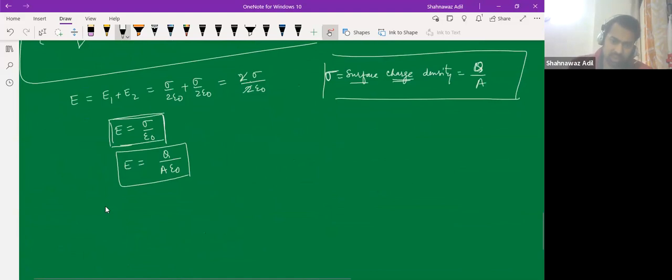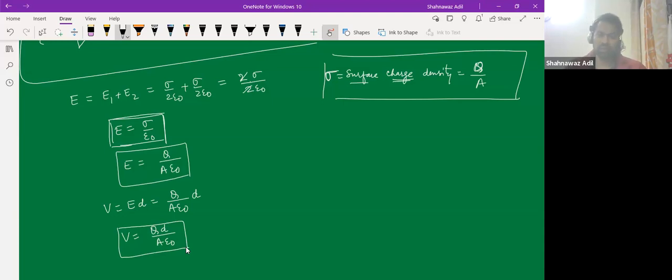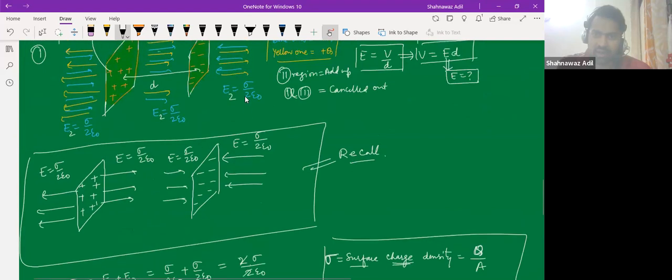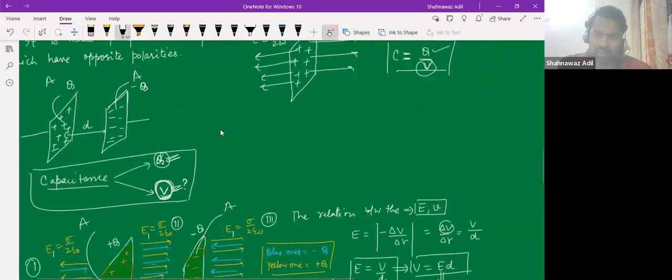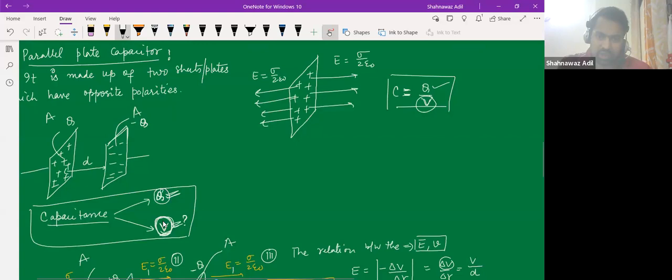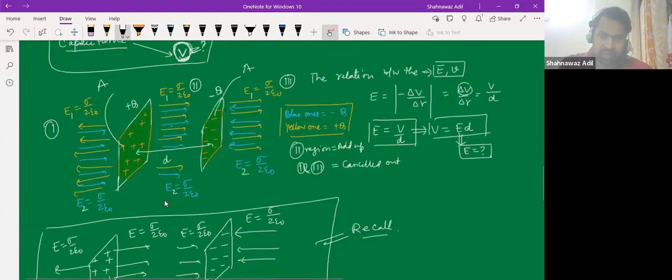So V is E times d. E we know is Q by A epsilon naught, so V is Q d by A epsilon naught. Now we have this voltage and this charge, so we have both things. Then we can calculate the capacitance.